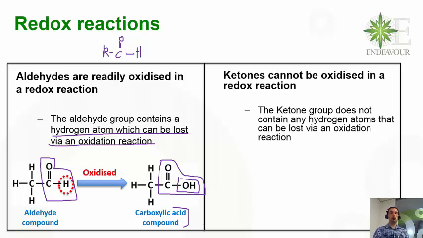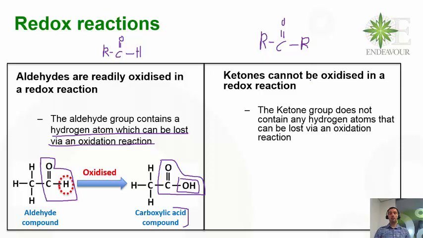What about the ketone though? Let's have a look at the ketone atoms. So ketone was C double bond O like this, and 2 R's. Does the ketone group have any hydrogens? No, it doesn't. It's only got the carbon and the oxygen here. So this means that the ketone actually cannot be oxidized. So why wouldn't the ketone be able to be oxidized? Essentially, it comes down to the lack of hydrogen atoms.